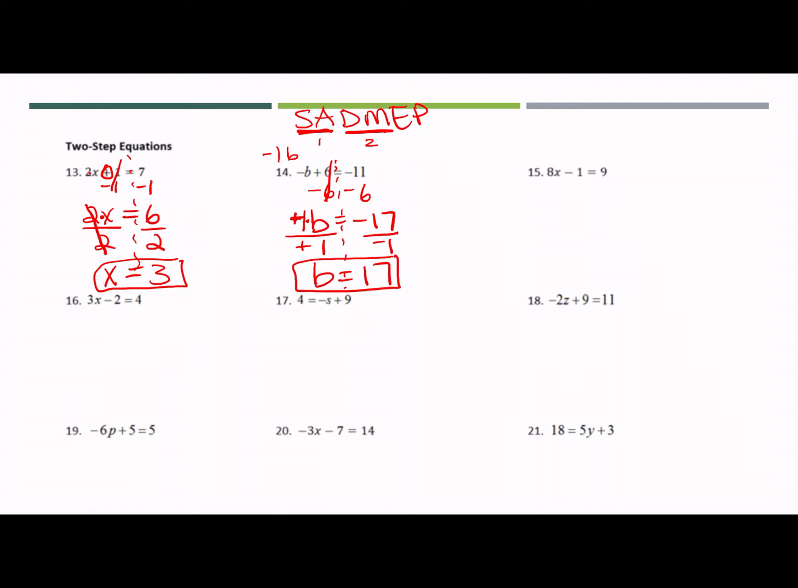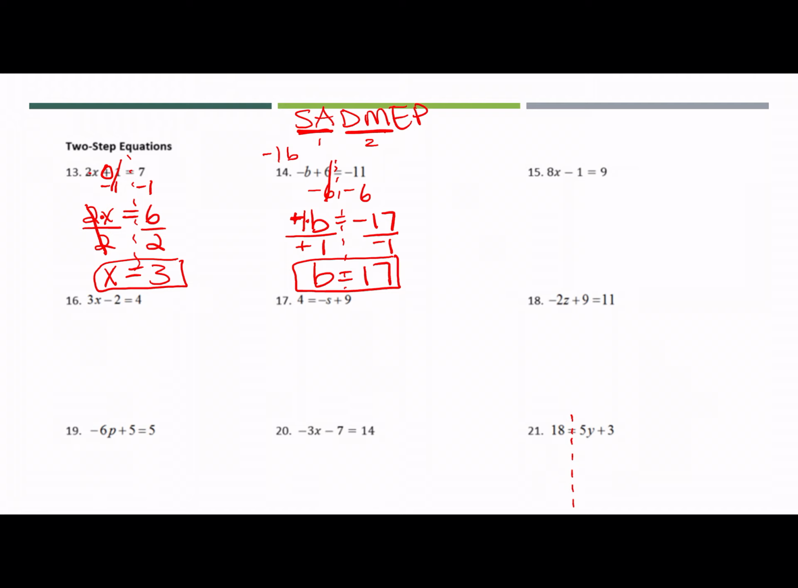Okay? Let me jump down to number 21. So again, let me draw my imaginary line. Really, it's the same, but now my y is just on the right-hand side.